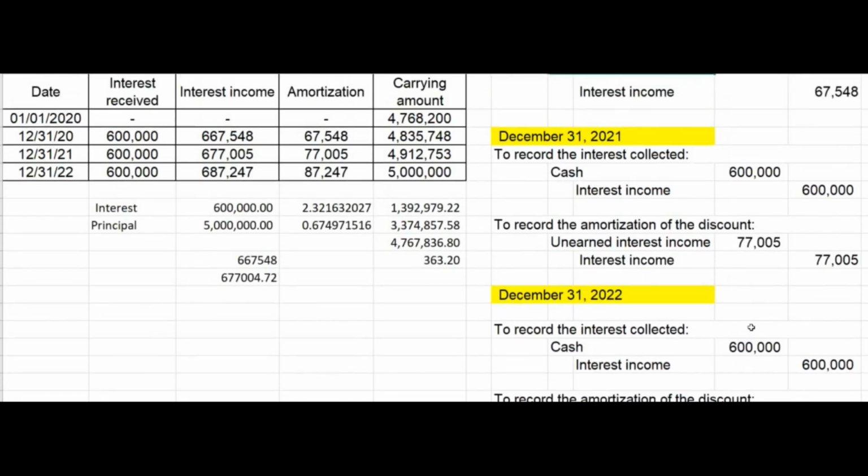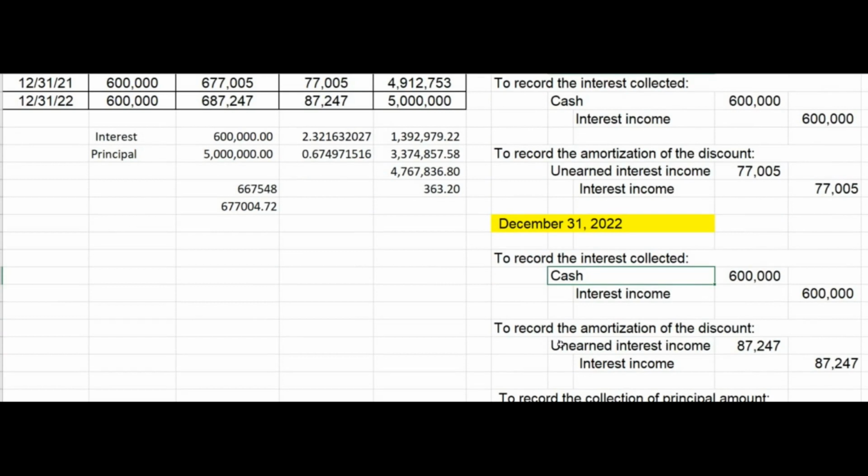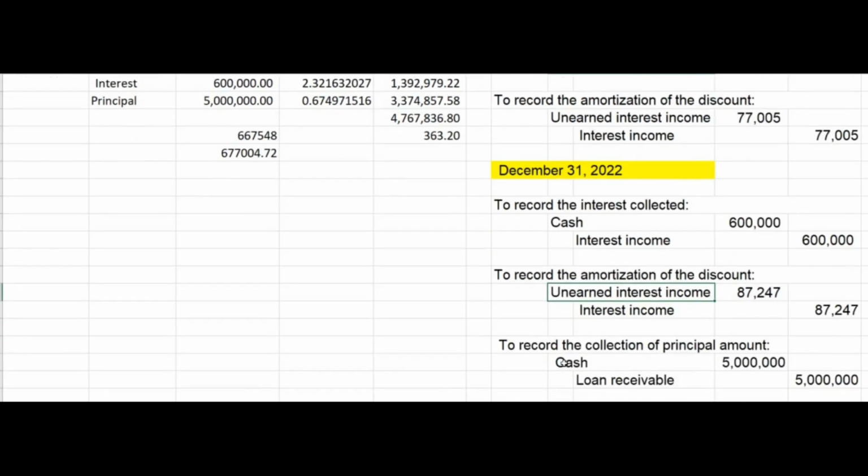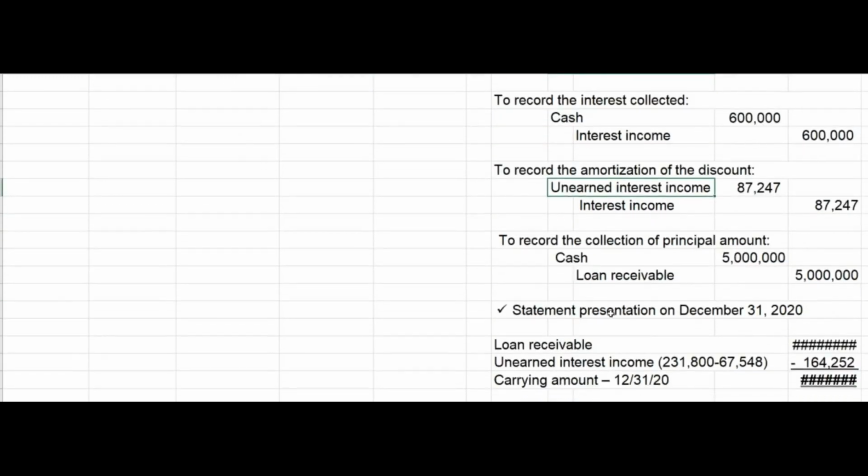And then, pagka last year, yung 2022, so still collection, and then amortization, based on doon sa table. Tapos, last, yung collection ng principal amount. So, that's a debit to cash and credit to loans receivable.